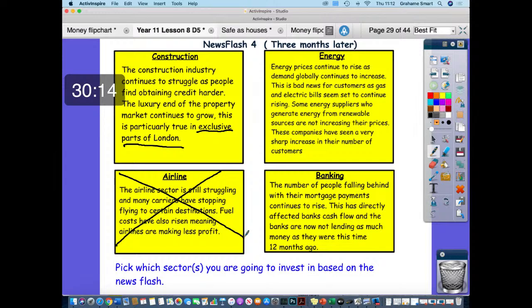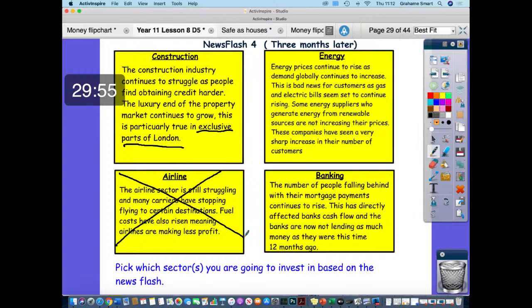If we have a look at energy, energy prices continue to rise as demand globally continues to increase. This is bad news for customers as gas and electric bills seem set to continue rising. Some energy suppliers who generate energy from renewable sources are not increasing their prices. These companies have seen a very sharp increase in their number of customers.